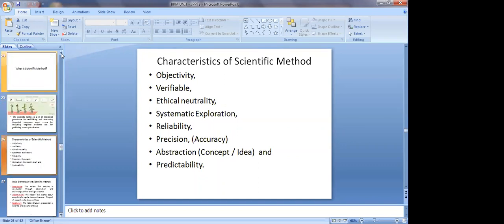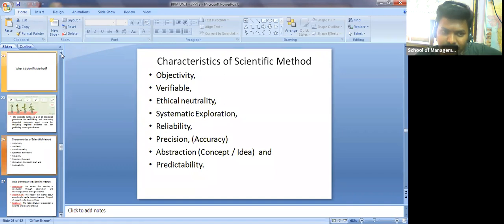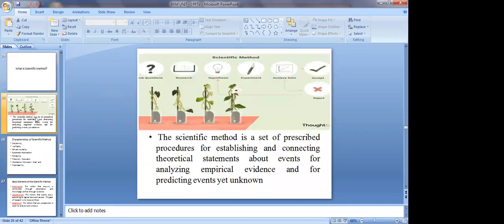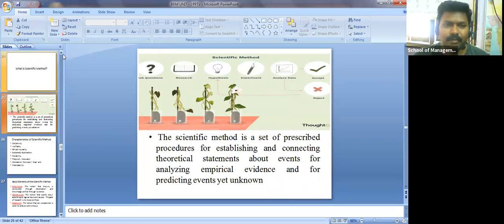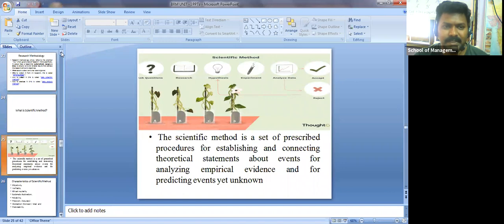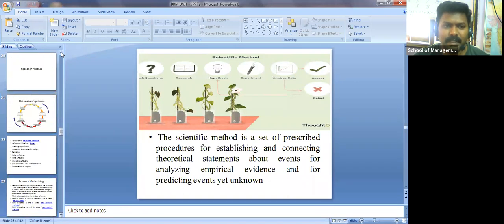Okay. So what is scientific method? A set of prescribed procedures. Prescribed procedures. Process. Prescribed procedures for establishing and connecting theoretical statements about events, for analyzing empirical evidence, and for predicting events yet unknown. Okay.